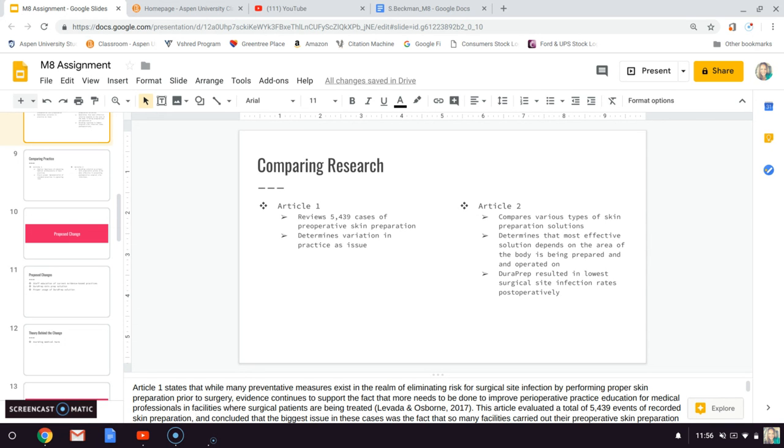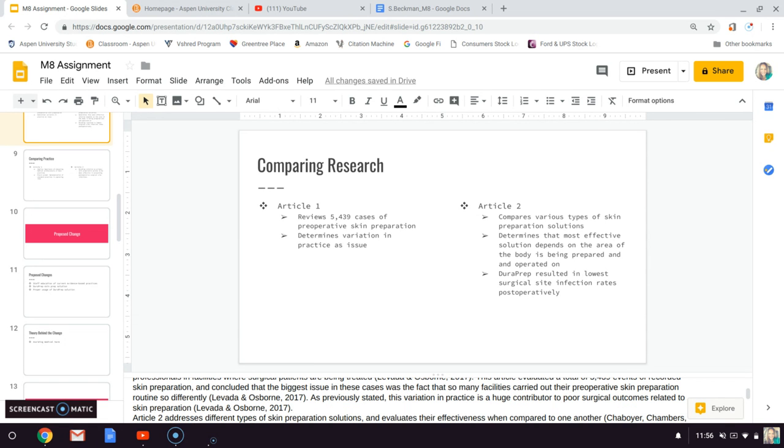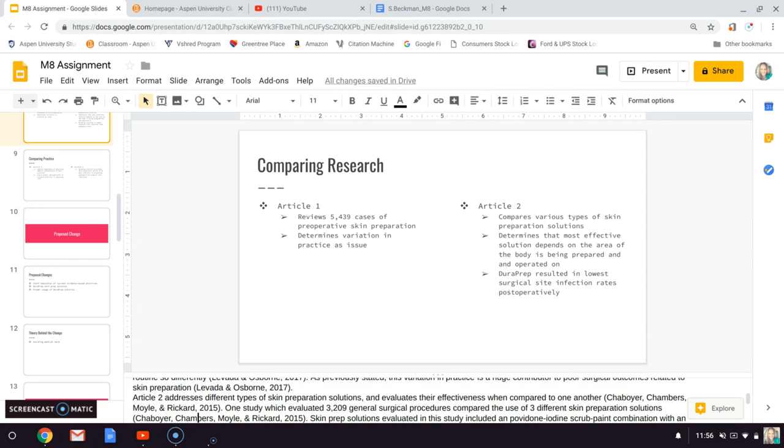This article evaluated a total of 5,439 events of recorded skin preparation and concluded that one of the biggest issues in these cases was the fact that so many facilities carried out their preoperative skin preparation routine so differently. As previously stated, this variation in practice is a huge contributor to poor surgical outcomes related to skin preparation.